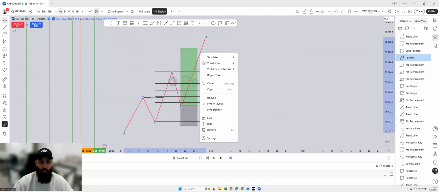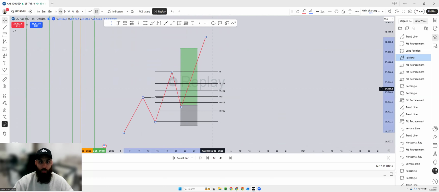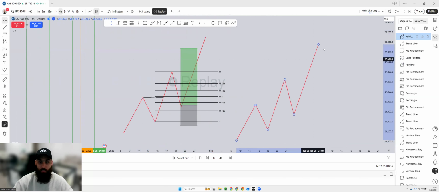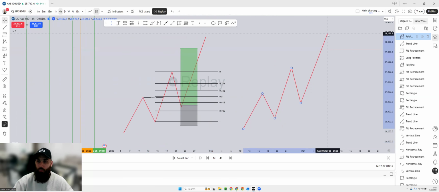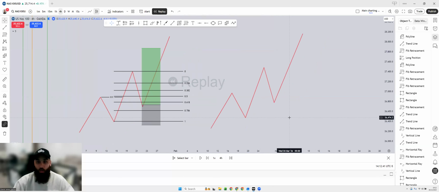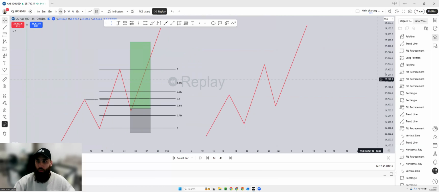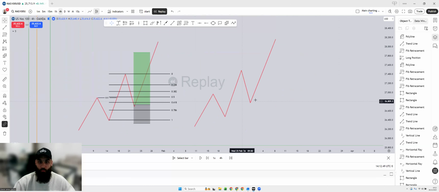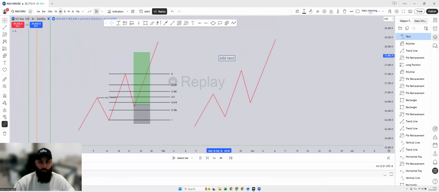So you can see it is the same thing. I might even just be able to clone this. Did it work? Yep, it did. All right, so we're going to use the exact same swing points. Okay, I'm going to break it down like this.